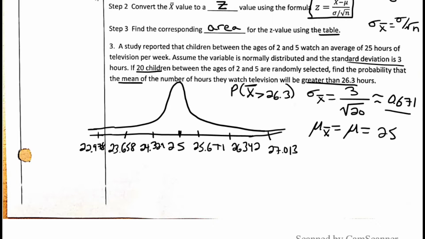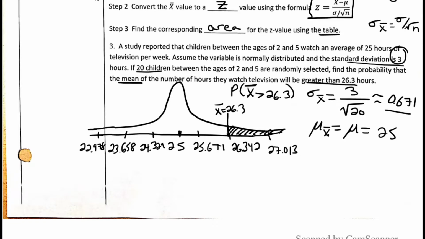All right, so those are our numbers. So again, like we said, it no longer spaces by 3 because it spaces by 0.671. So they're looking for the mean being greater than 26.3. That's greater than around here, where the x bar is 26.3. Greater than means to the right, so we're shading to the right here.